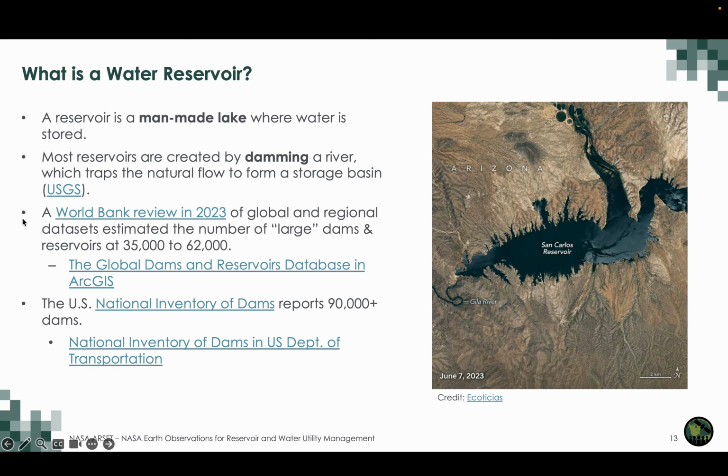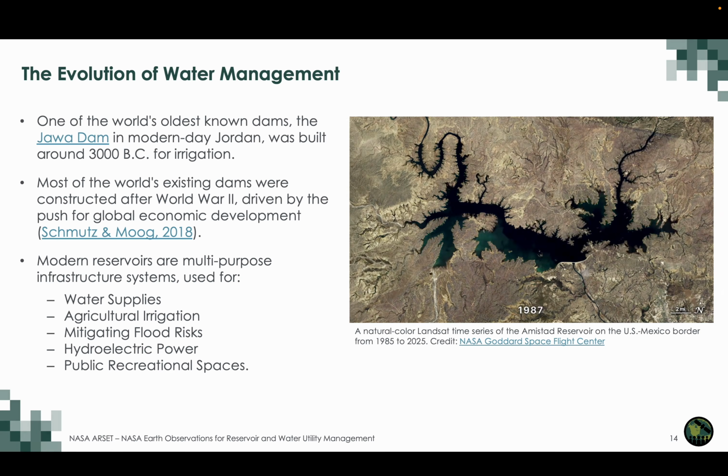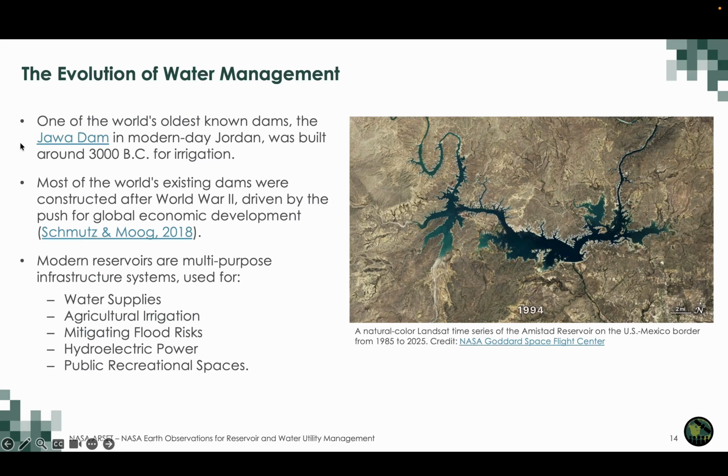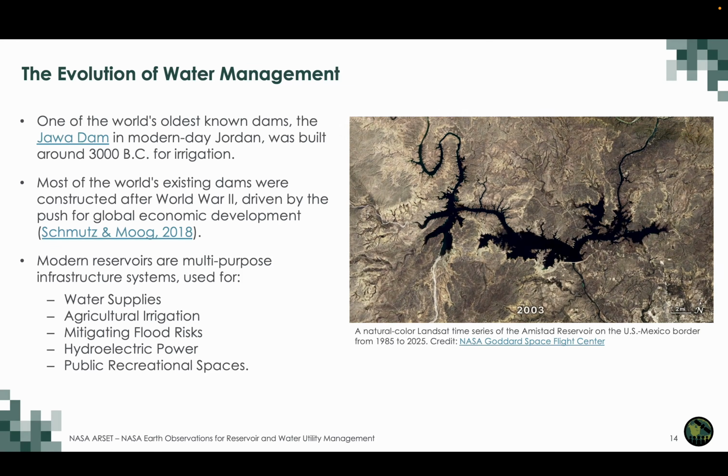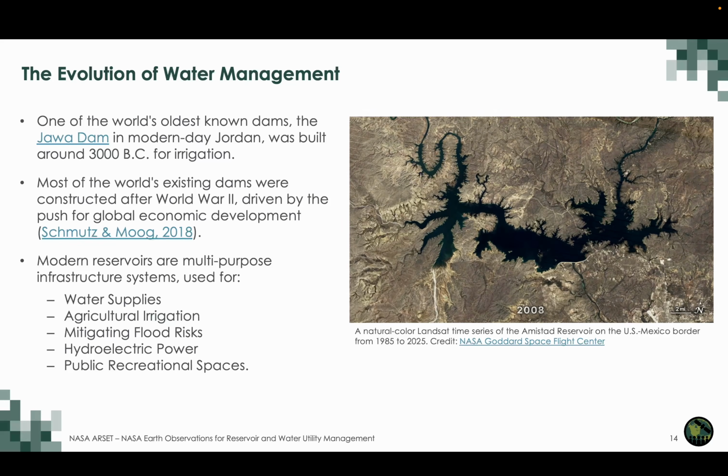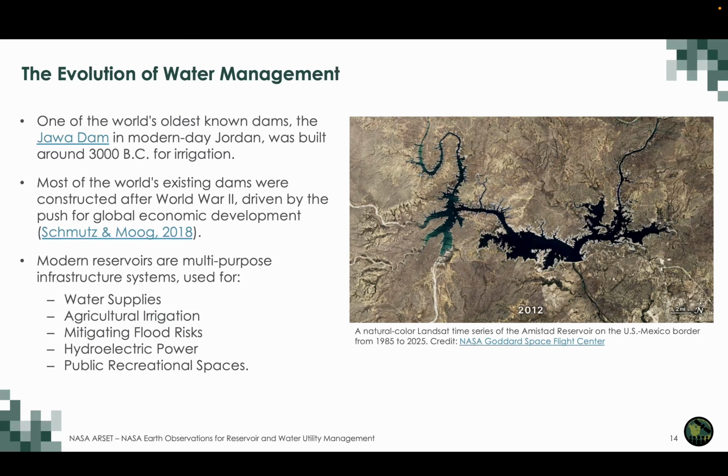A World Bank review in 2023 of global and regional datasets estimated the number of large dams and reservoirs at 35,000 to 62,000, and the US National Inventory of Dams reported 90,000 plus dams in the US. Historically, one of the world's oldest known dams, the Jawa Dam in modern-day Jordan, was built around 3000 BC, and that was for irrigation.